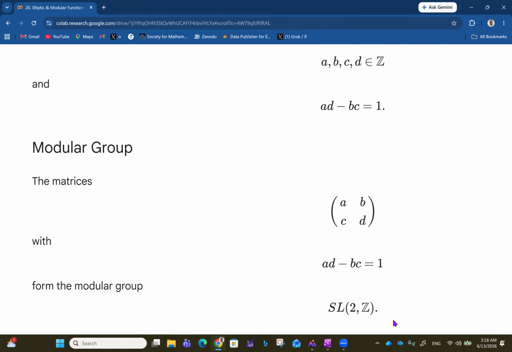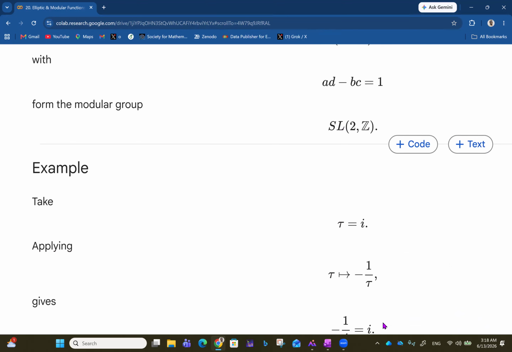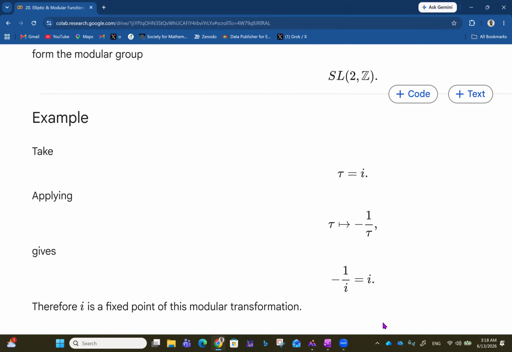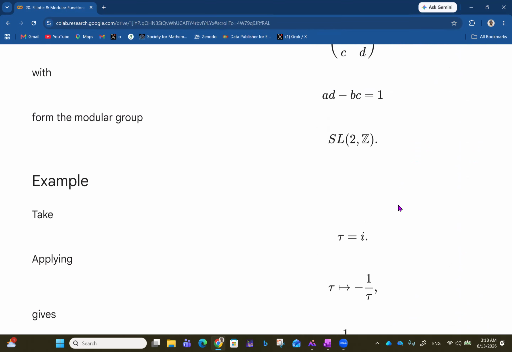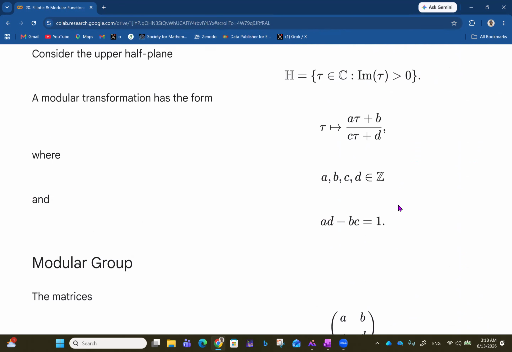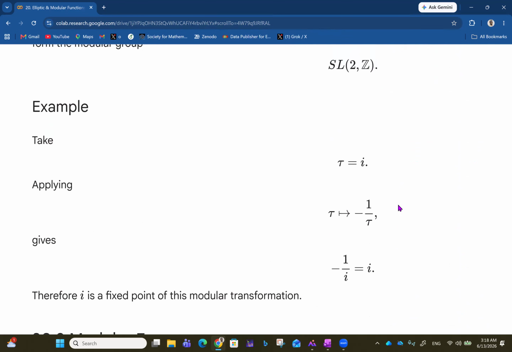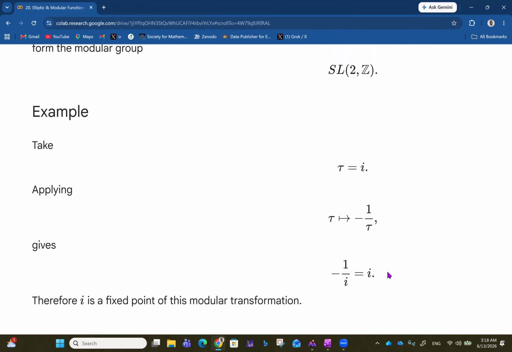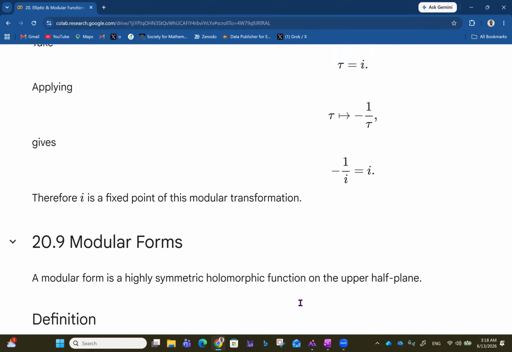And then we also have a modular group. For a modular group, it's going algebraic now. The matrix is (a, b; c, d) with ad minus bc equals 1. These form the modular group SL(2, Z), that's special linear, Z is integers now. For example, if you take tau to be i and apply tau goes to minus 1 over tau, that gives minus 1 over i, which is equal to i. Therefore, i is a fixed point of this modular transformation.